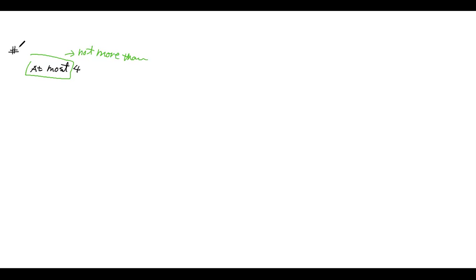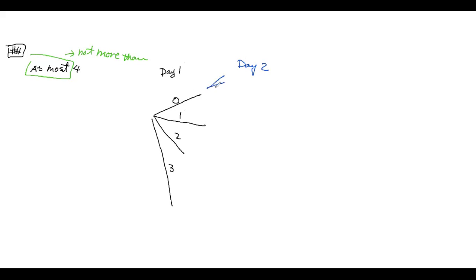Okay, this is problem number 4. Let's see how we do that. They said the student cannot study more than 4 hours over the two days, and each day they can only study 0, 1, 2, or 3 hours. So on day 1, the student can study 0 hours, 1 hour, 2 hours, or 3 hours, correct? Now I'm going to day 2. When the student studies 0 hours on day 1, how many situations can day 2 have?